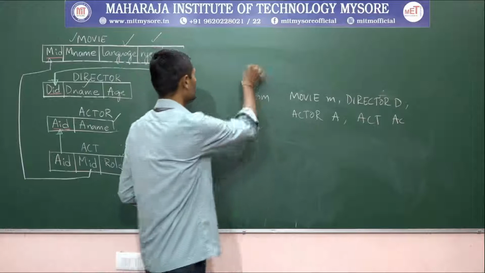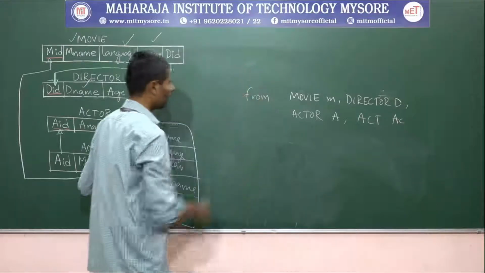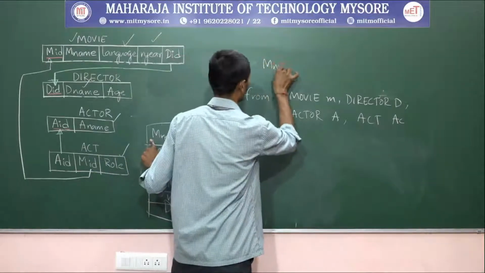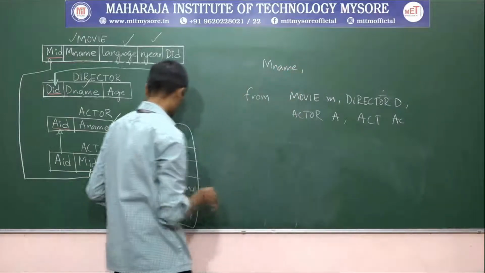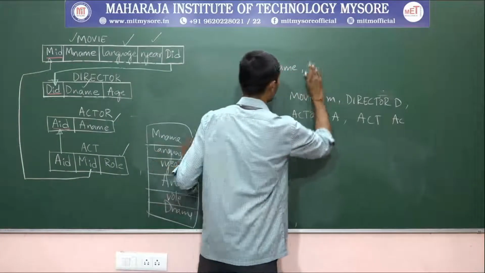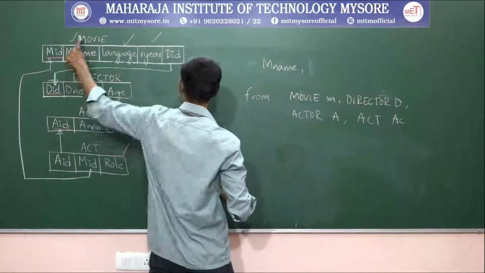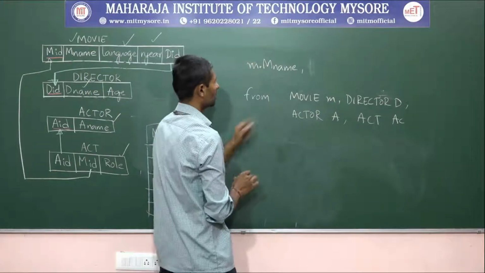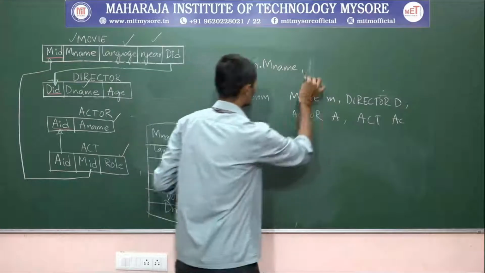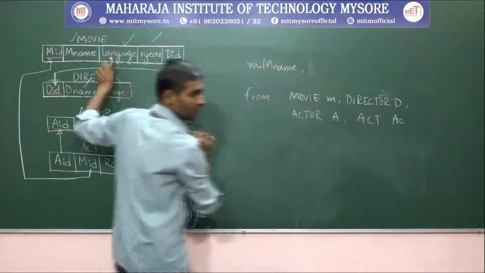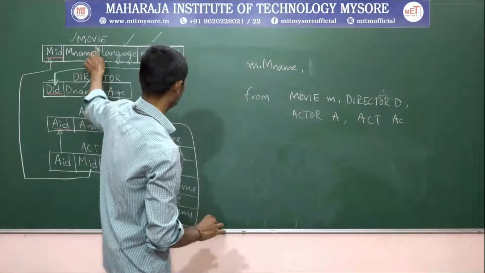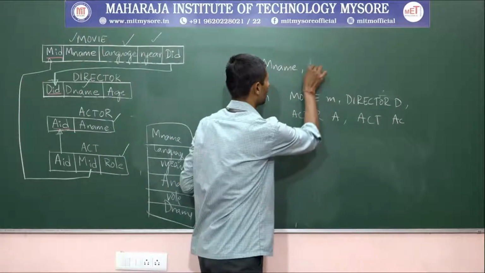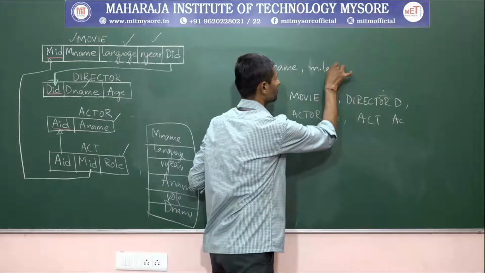Fine. So what are the interested attributes I want to retrieve? Movie name. Let me write M name. It is from which table? Movie table. Movie means M, so M dot M name. Next, I want language. Language is also present where? It is also present in the movie table, right? Movie means M. M dot language.